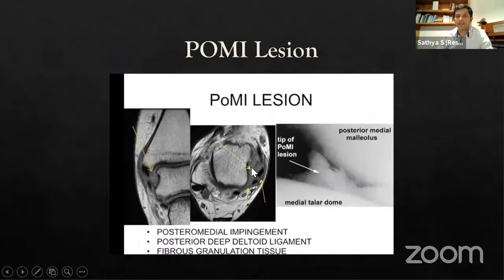And this is the POMI lesion. We call it posterior medial impingement, called POMI, which is purely because the posterior deltoid is involved, that causes a lot of scar tissue formation, and we can see this is an arthroscopic view of it, and that stops it from getting impinged all the time. So they have to undergo a posterior medial arthroscopy to take this scar tissue out. Sometimes they have to do a small capsulotomy or a capsulorrhaphy to clean up the whole posterior area.